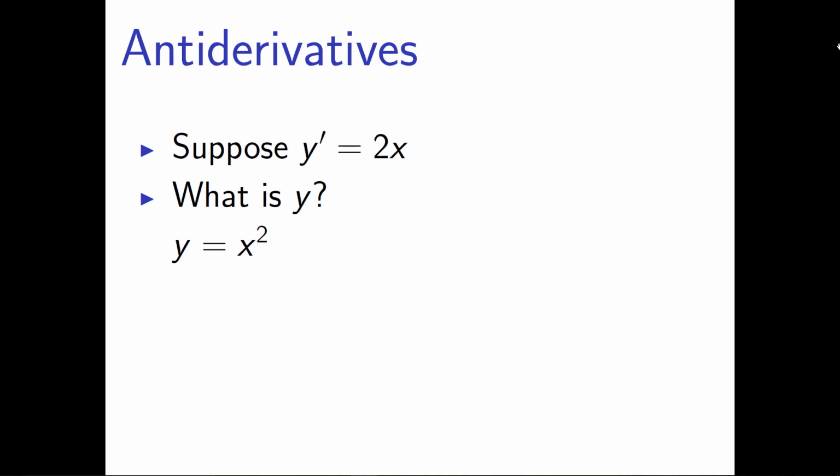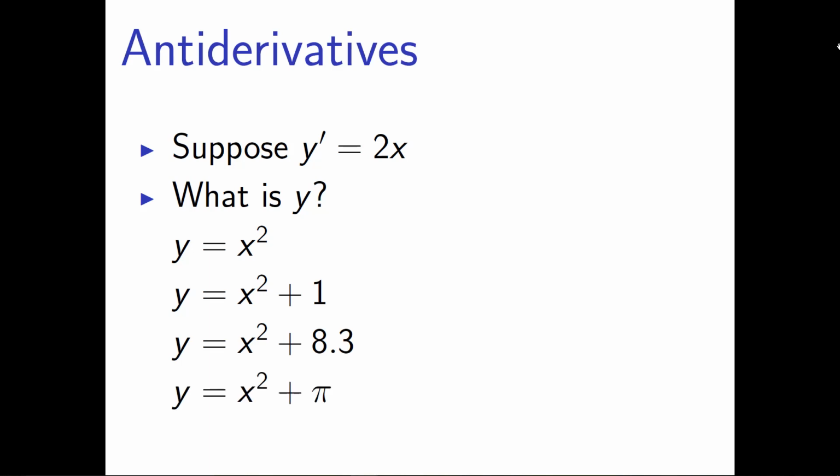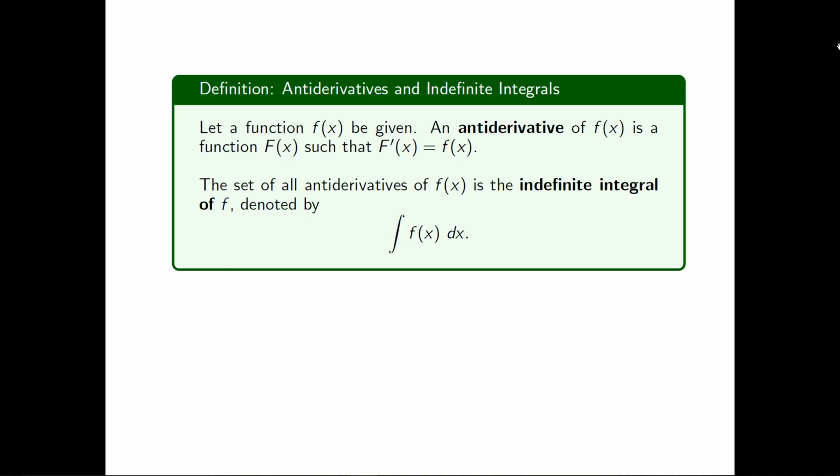And maybe we're happy, but then we can ask, well, what about x squared plus 1? What's the derivative of that? Well, that's also 2x. And then you start thinking, maybe we can just keep going. We could add 8.3, or we could add pi, or we could add anything we want as long as it's a constant. And in fact, we would go on forever. There are infinitely many possibilities here, and all of these y's differentiate to 2x, kind of like a family.